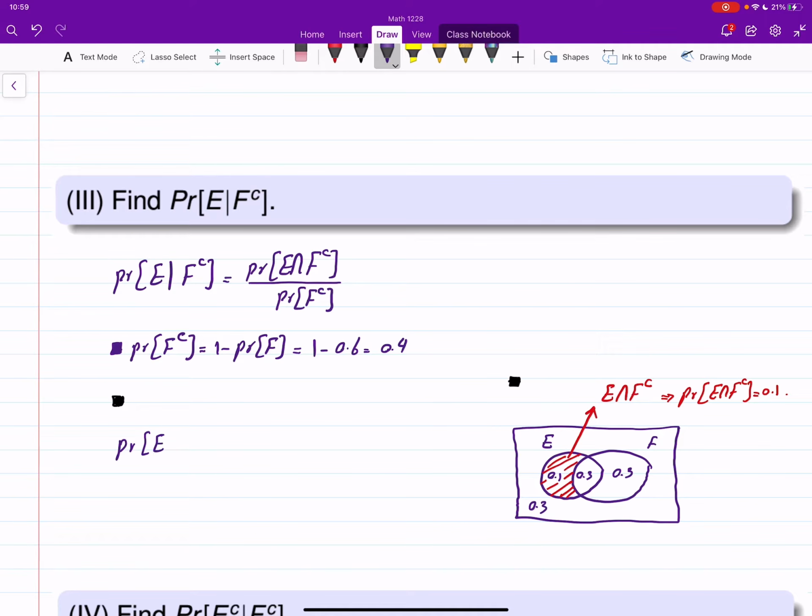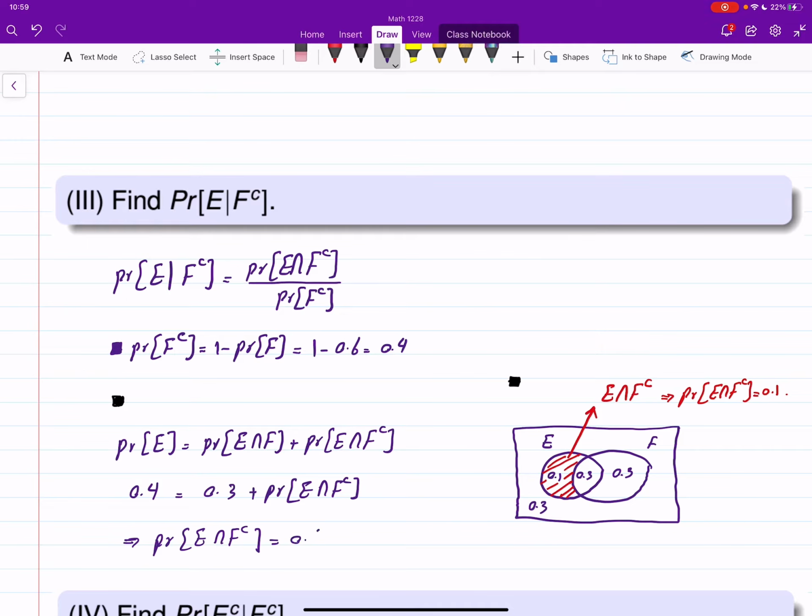So here, if I have probability of E, I can partition it into two pieces: the parts which are in E and F, and the parts which are in E but not in F. That's a partition for E. So we have that formula. 0.4 is probability of E, 0.3 is probability of the intersection. So the probability of the intersection of E and F complement is 0.4 minus 0.3, which is 0.1.